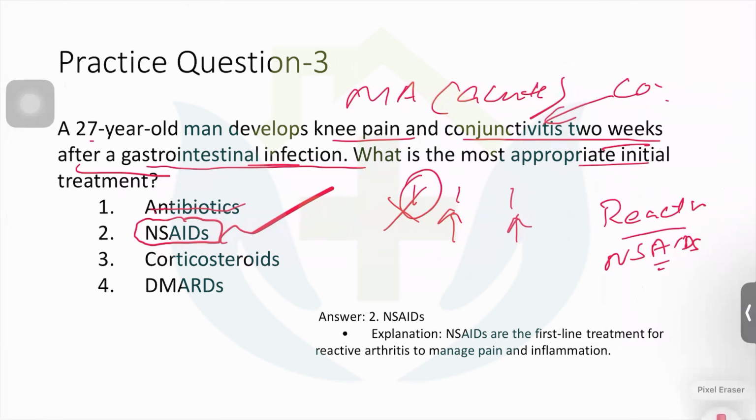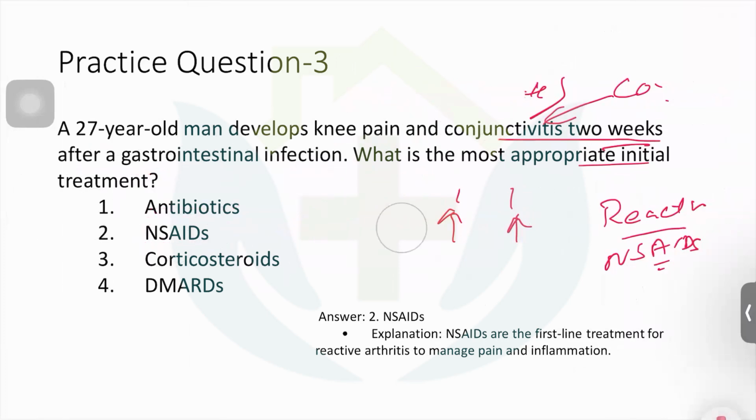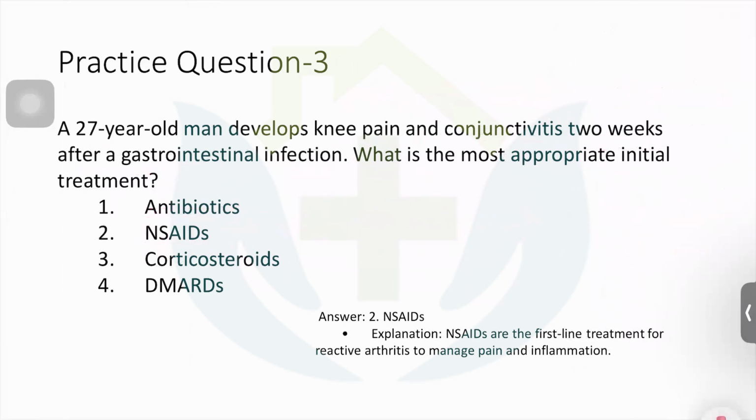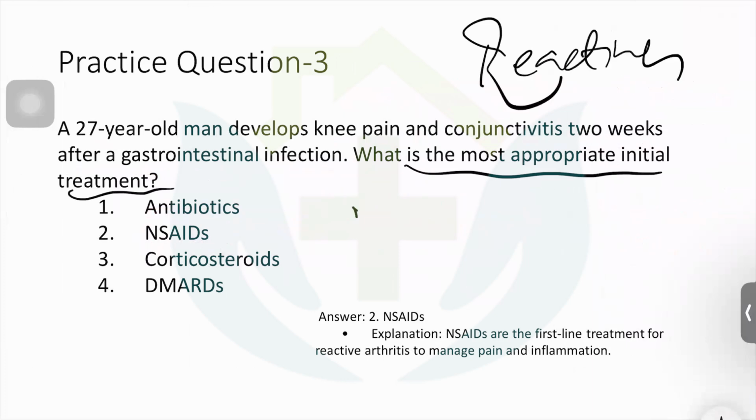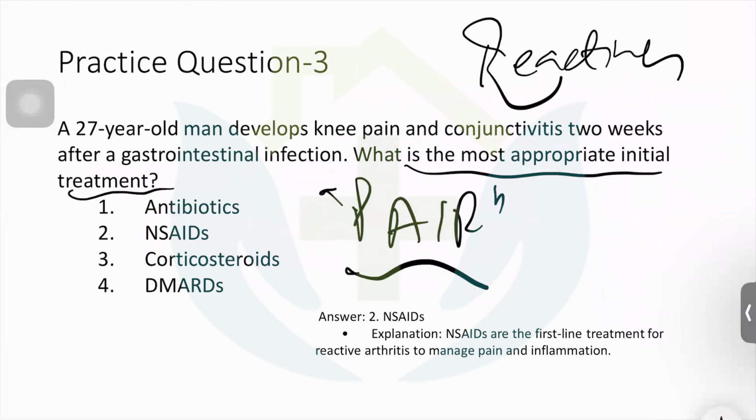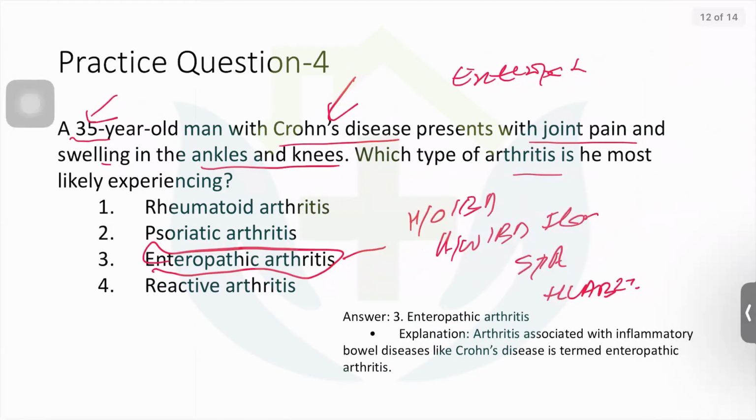All right. Basic question. A 27-year-old man develops knee pain and conjunctivitis 2 weeks after a GI infection. What is the most appropriate treatment? So this is reactive arthritis. Yes. Remember, for these diseases, it is the non-steroidals which are the drug of choice. Many people start these patients on steroids right away when it is not the right way of managing. It should be non-steroidals. And as I told you, naproxen works excellent even in ankylosing spondylitis and in these diseases.